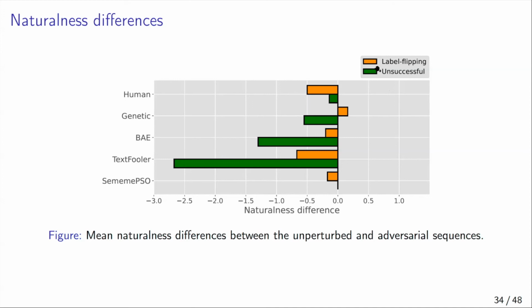For the label flipping ones and for the unsuccessful ones, we can see that the naturalness difference tends to be a bit larger. And it is negative in all of those comparisons. For CMU-PSO, we don't have any unsuccessful sequences. This is why there's no green bar here in this row.